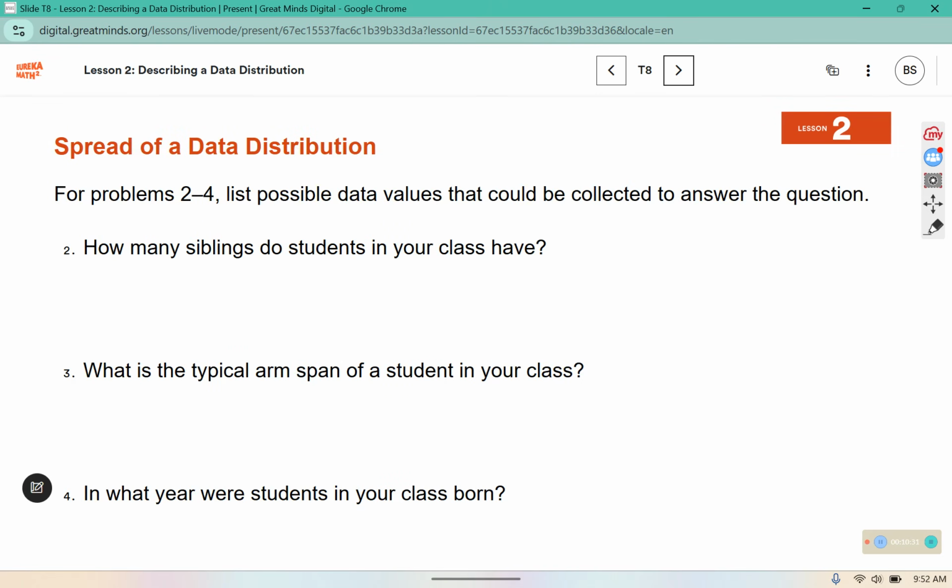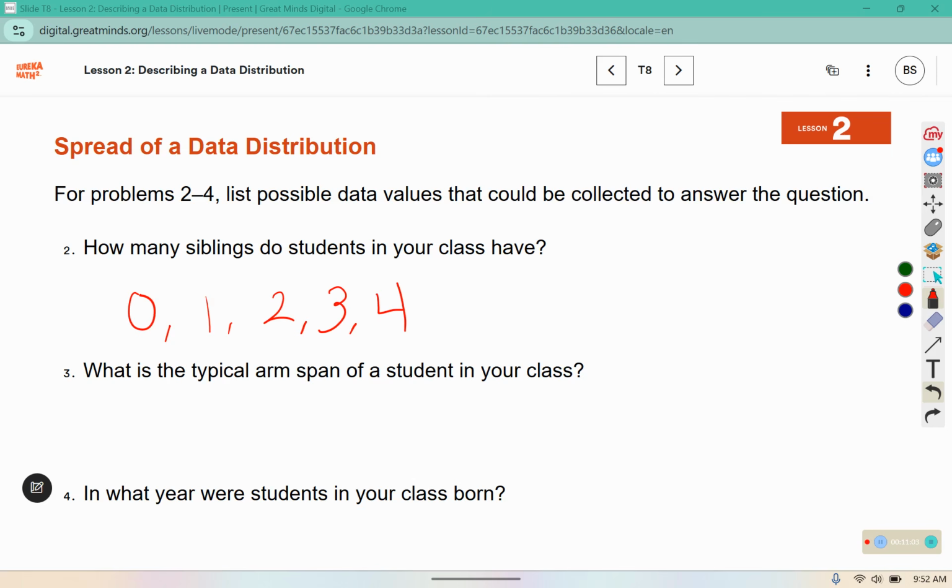For problems 2 through 4, list possible data values that could be collected to answer the question. How many siblings do students in your class have? Well, we could have values from 0 if you're an only child. Maybe some people have one sibling or two siblings or three siblings. We may even have people who have 4 siblings.